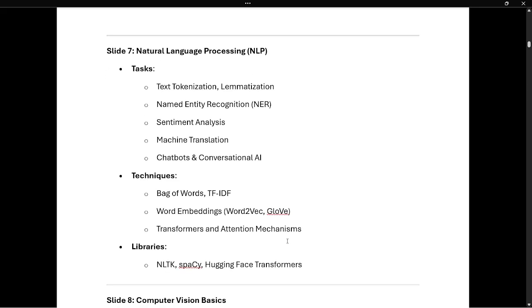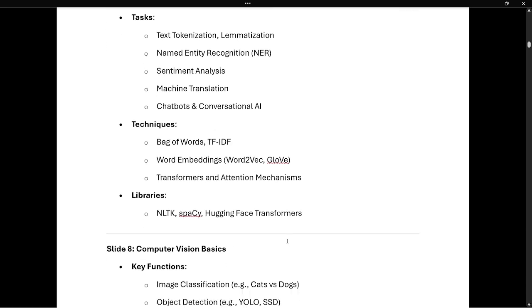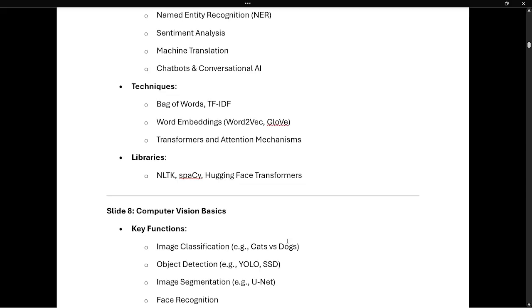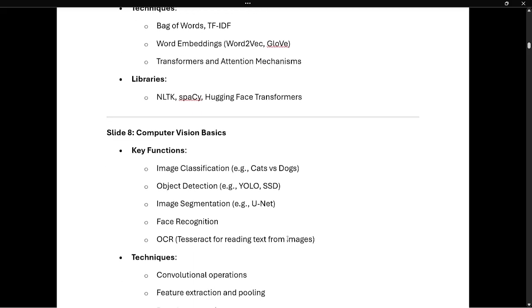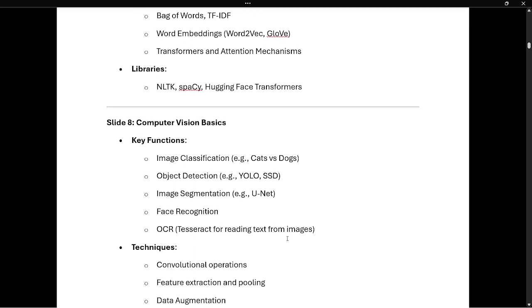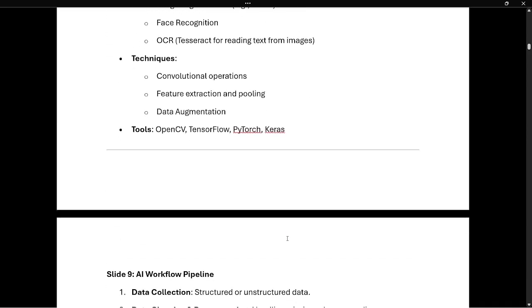In NLP we have techniques like bag of words, TF-IDF. Whatever things we are seeing nowadays in AI are all based on these particular things. Word2Vec, GloVe. Then we have libraries like NLTK, spaCy, Hugging Face Transformers. Then computer vision comes into the picture: image classification, like cat versus dog, object detection, SSD, YOLO, image segmentation, U-Net, face recognition, OCR. So all this comes into the picture.